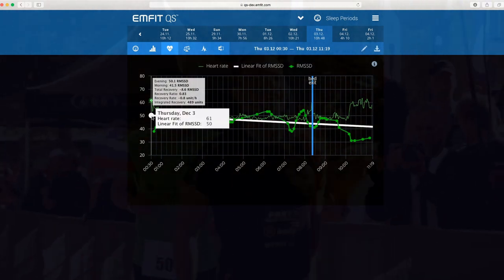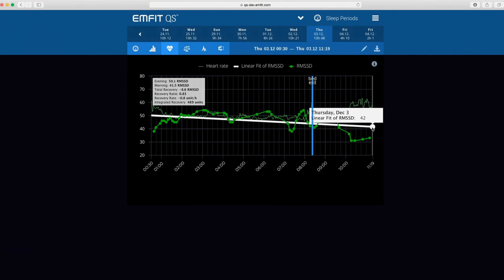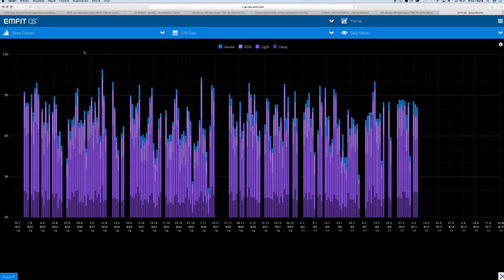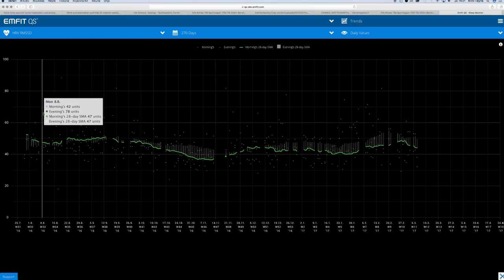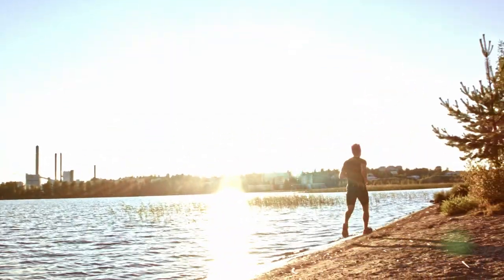And if the linearization trends downwards, I know that I'm either too stressed, that there's something wrong physically, or that it's the morning of my triathlon. Emfit QS collects and displays long-term trends in an amazing way that really helps me prevent overtraining, and at the same time shows me when I can push my limits even further.